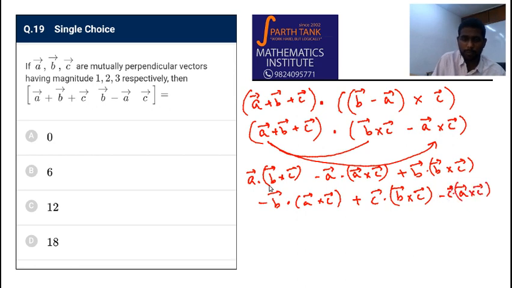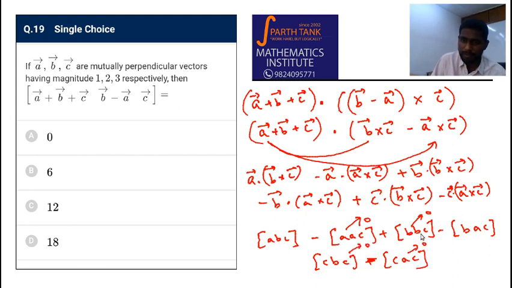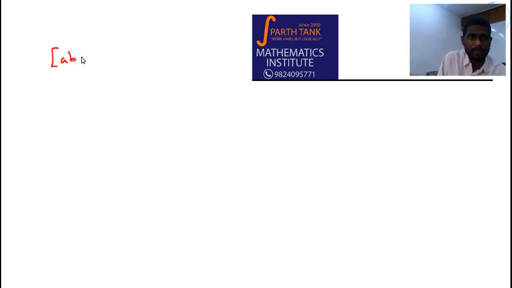Now you see this is going to be box ABC. I am dropping the vector sign just for convenience. This is box AAC. This is box BBC. This is box minus BAC. This is box CBC. This is minus box CAC. Now all these are 0, right? Because they involve two coplanar vectors. So all this is 0 and I have only box of ABC minus box of BAC.